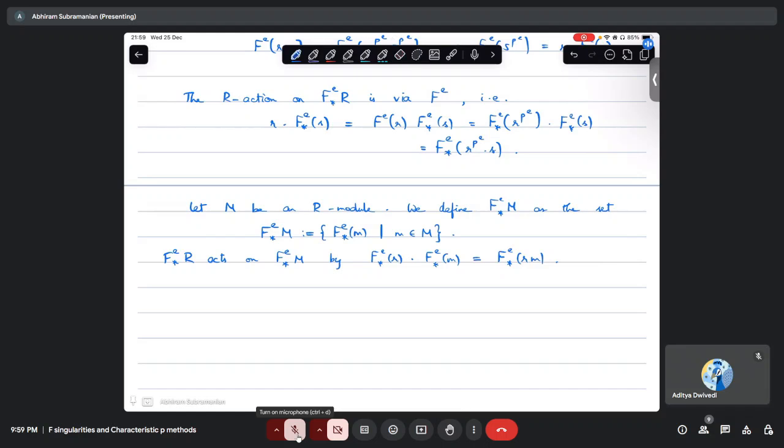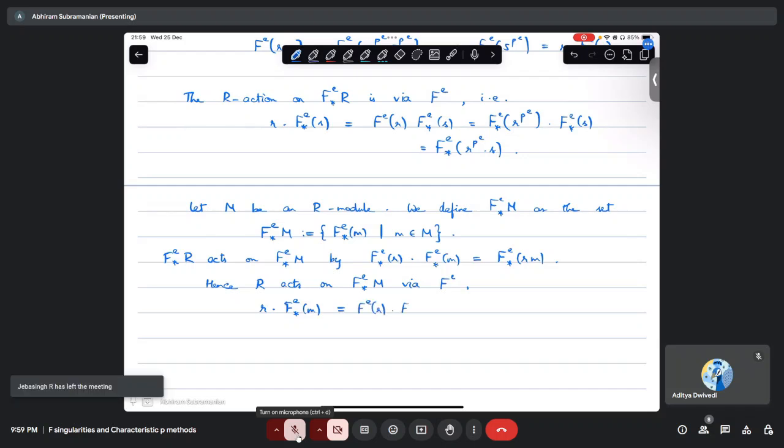Yes. This action looks natural, and it is not very interesting because it is similar to the action on M as an R module. The more interesting action is, since R acts on Fe star M via the Frobenius Fe, r dot Fe star of m is Fe of r times Fe star M, and this is Fe star of r to the p to the e times m, that is, Fe star of r power p power e m.